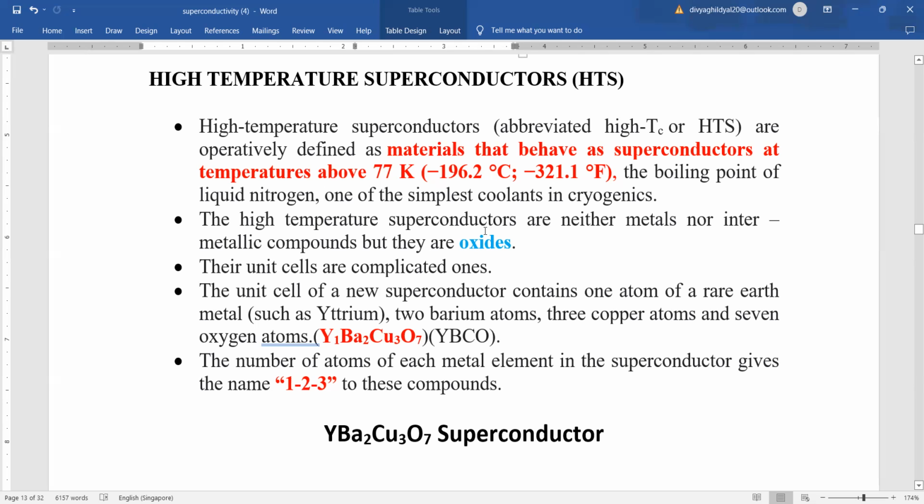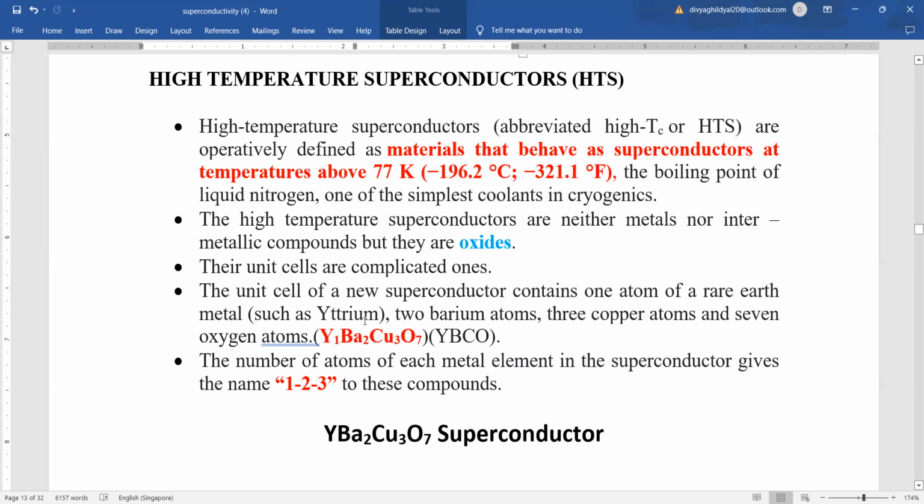The high temperature superconductors are neither metals nor intermetallic compounds, but they are oxides. Their unit cells are complicated ones. The unit cell of a new superconductor contains one atom of a rare earth metal such as yttrium, two barium atoms, three copper atoms, and seven oxygen atoms.